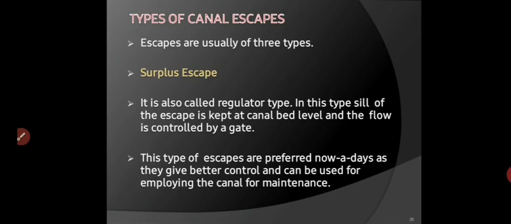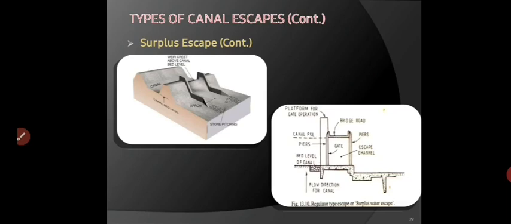So for maintenance purposes, if we want to empty the canal, the main canal water can be disposed or transferred into the surplus escape canal. So this is the typical cross section of a surplus escape canal bed with apron and gates. The second figure is the surplus water escape with gates.